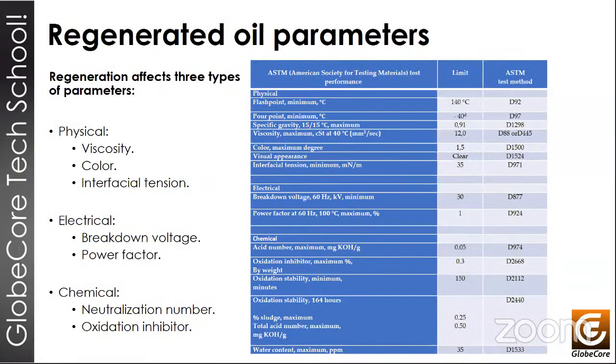So, right, whenever we regenerate the oil, we affect the oil in three large areas or fields. This process is going to have physical effects because we're going to change or improve the viscosity, interfacial tension, visual appearance, among other physical properties of the oil. We'll also change or improve the electrical performance, such as the power factor and breakdown voltage. And we're going to influence the chemical characteristics, such as the neutralization number and inhibitor content. So as you can see, this process really impacts the oil on a large scale and changes many parameters. Next slide, please.